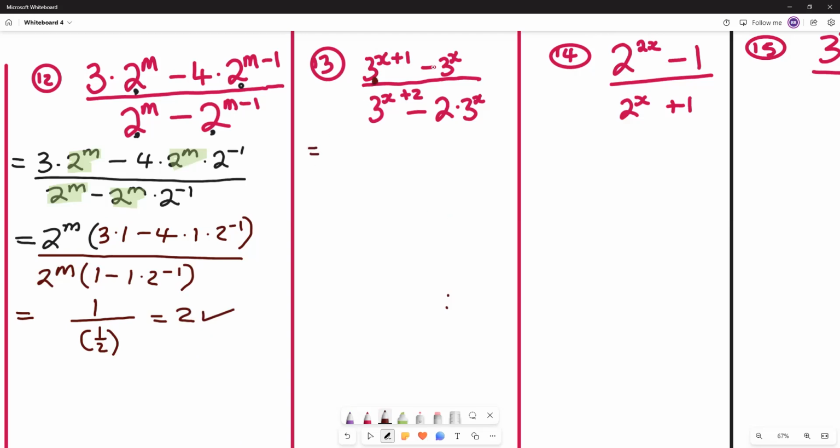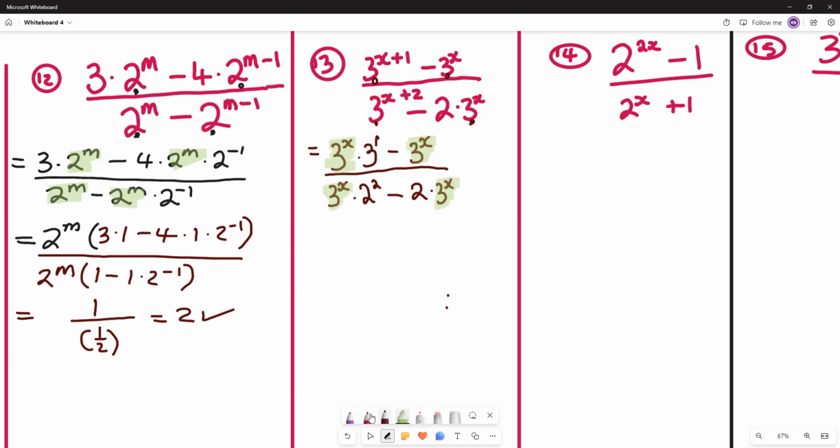On 13, you trace your bases. They are all prime, so you know you are sorted. So you need to split them. So it's going to be 3 to the power x times 3 to the power 1 minus 3 to the power x, which is already separated, all over 3 to the power x times 3 to the power 2, minus 2 to the power 3x. It's separated, separated, separated, and separated. Now you can take your highlighter and highlight. So highlight that, highlight that, highlight that, highlight that, right?